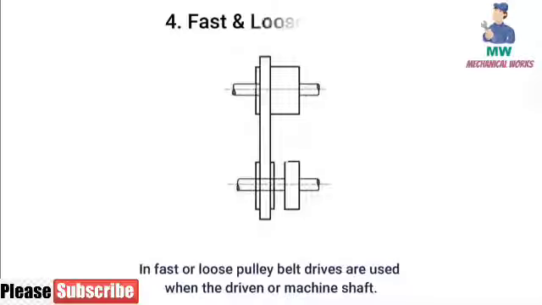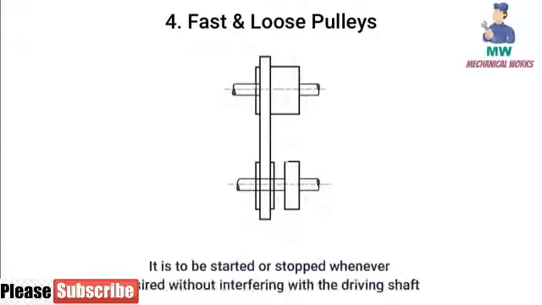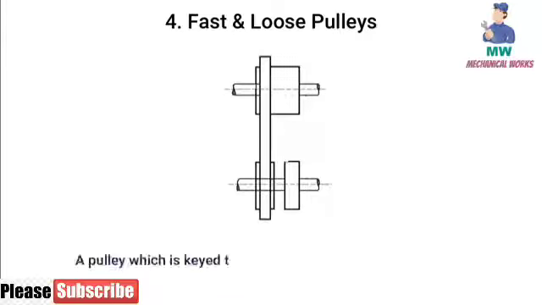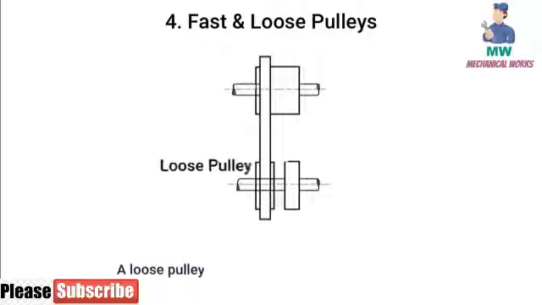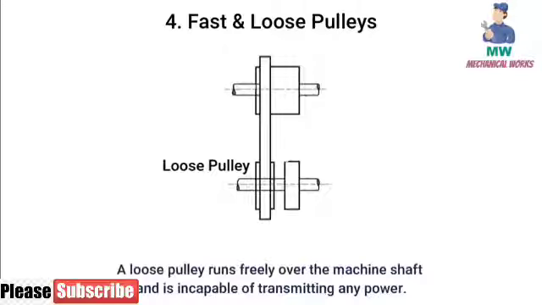In fast and loose pulley belt drives, they are used when the driven or machine shaft is to be started or stopped whenever desired without interfering with the driving shaft. A pulley which is keyed to the machine shaft is called a fast pulley, and runs at the same speed as that of the machine shaft. A loose pulley runs freely over the machine shaft and is incapable of transmitting any power.